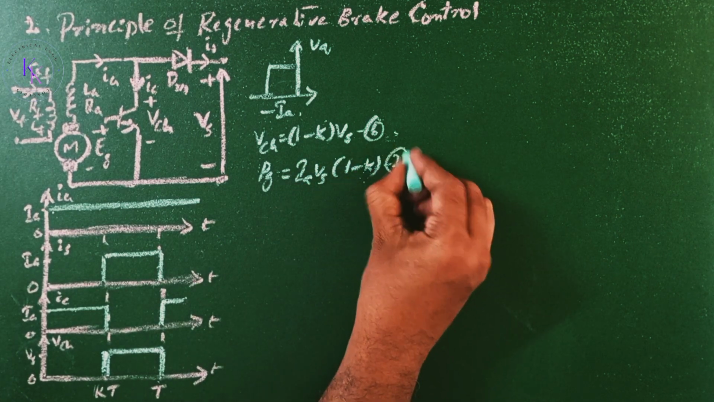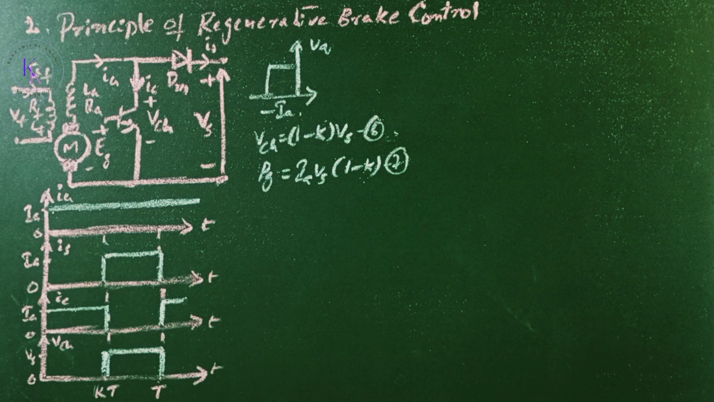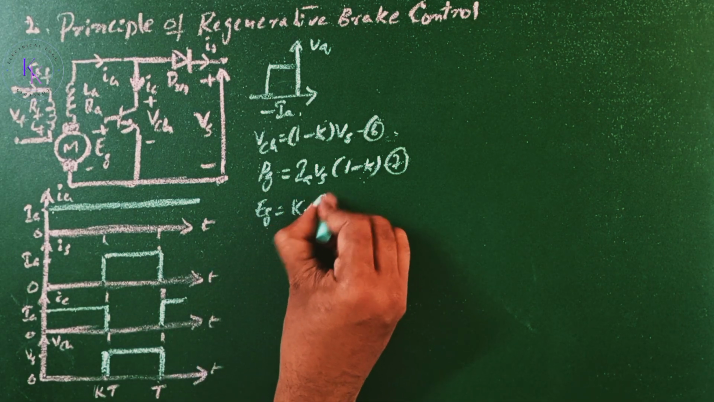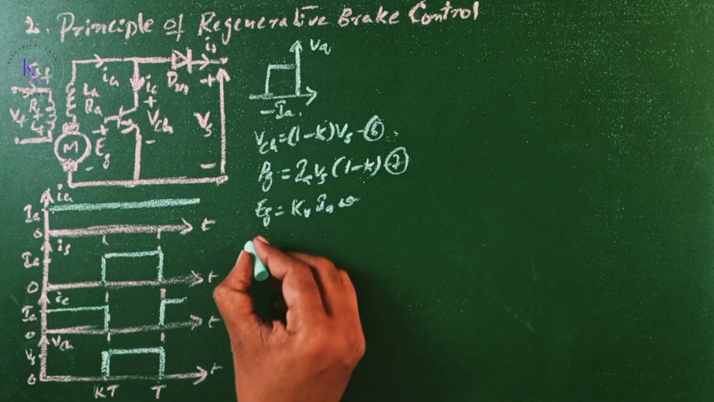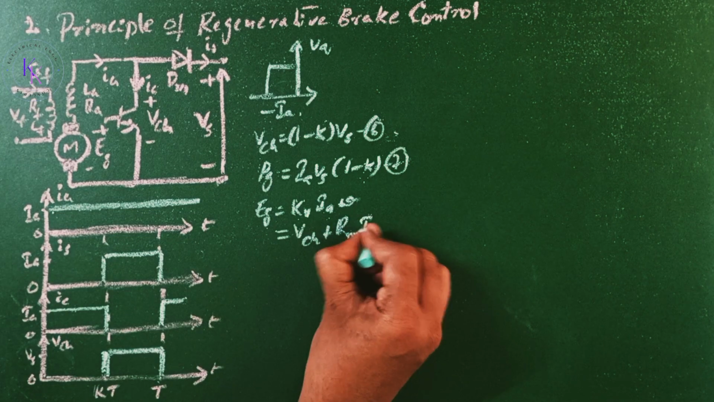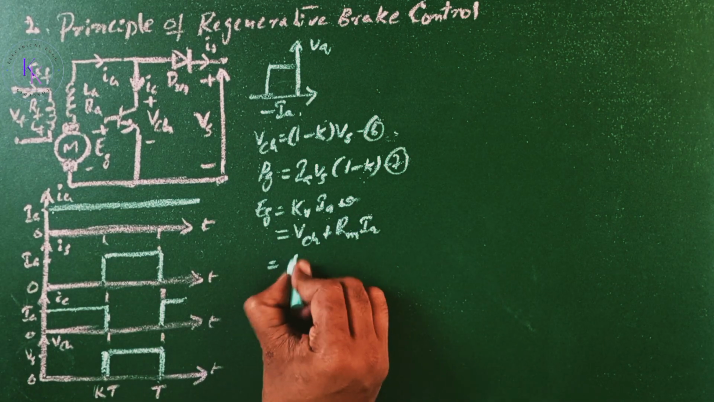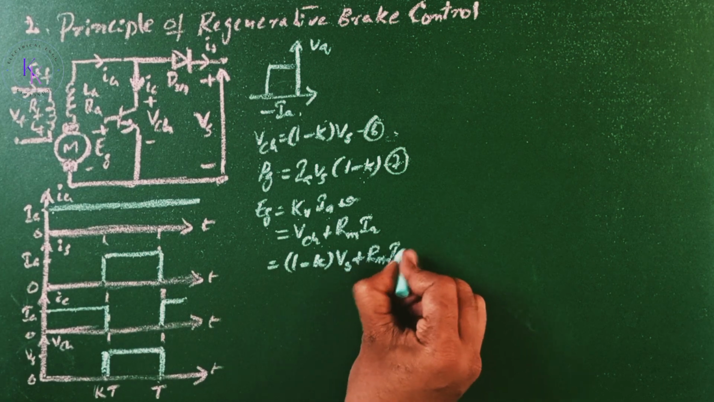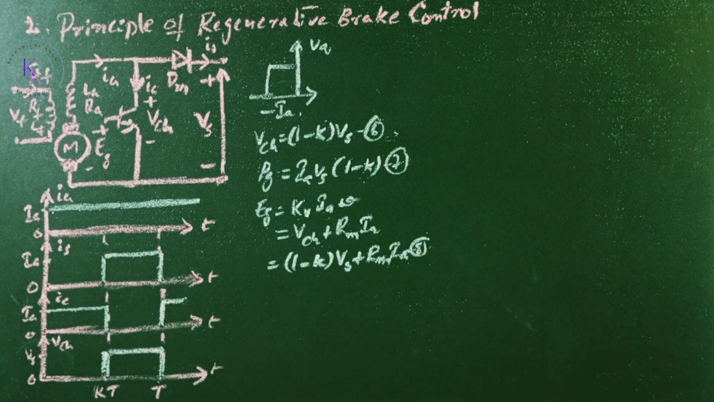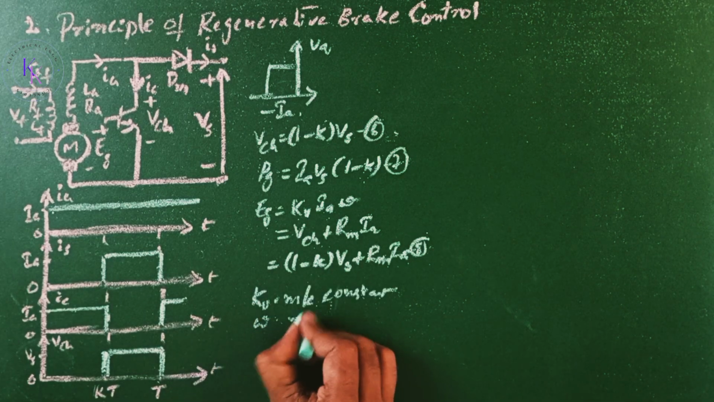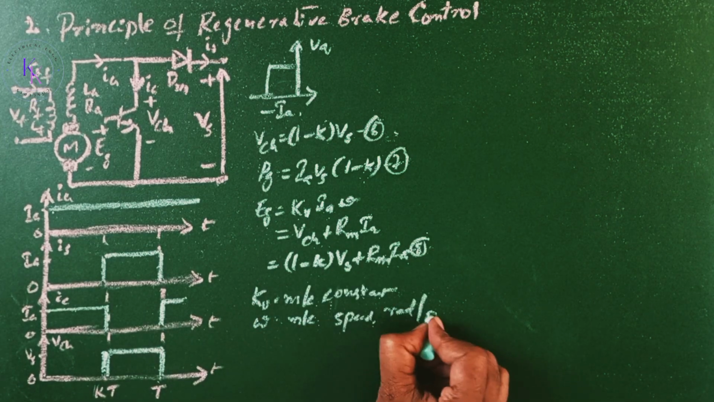Let it be 7. The voltage generated by the motor acting as a generator is given by EG equals kV IA omega, that equals VCH plus Rm IA. Then VCH is nothing but (1 minus K) Vs plus Rm IA. That is equation number 8, where kV is the machine constant and omega is the machine speed in radians per second.